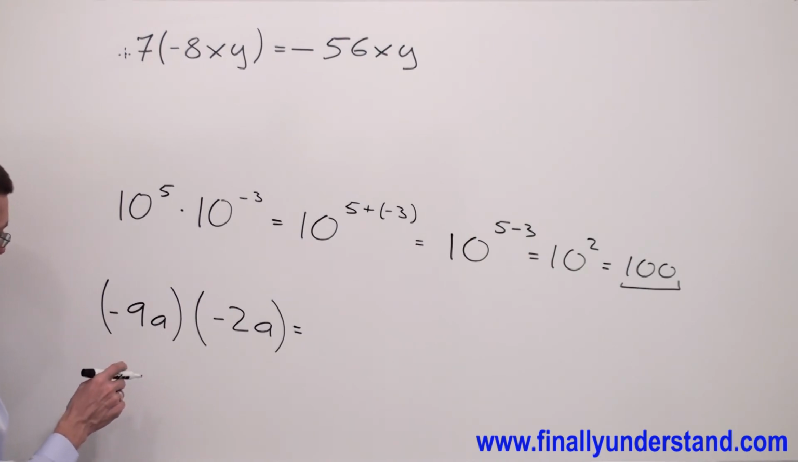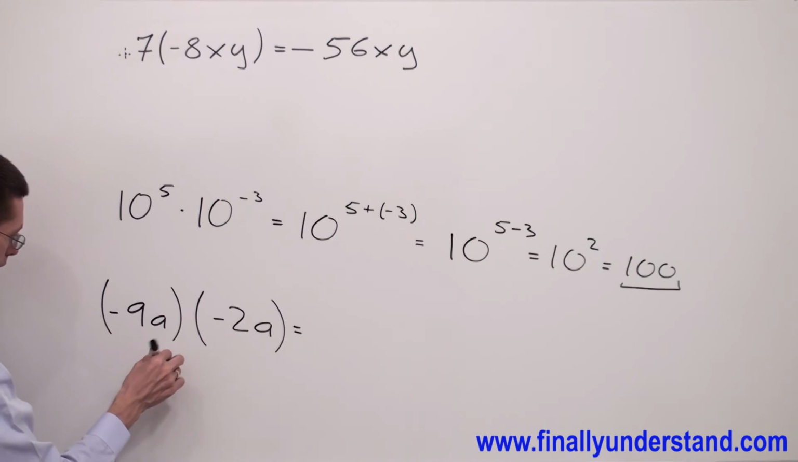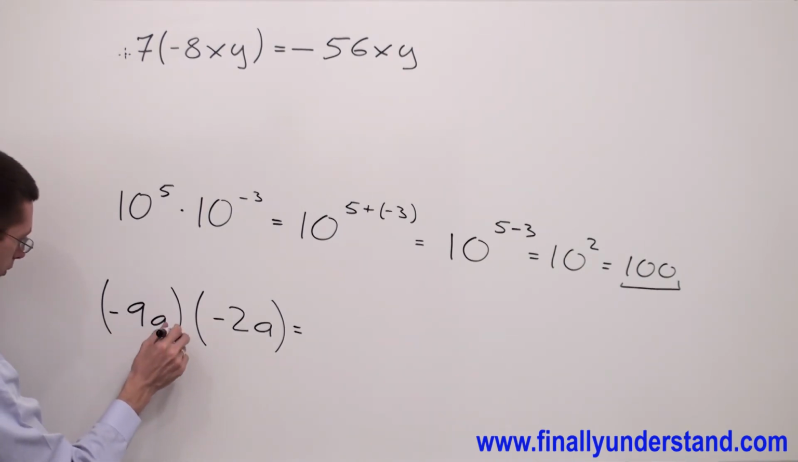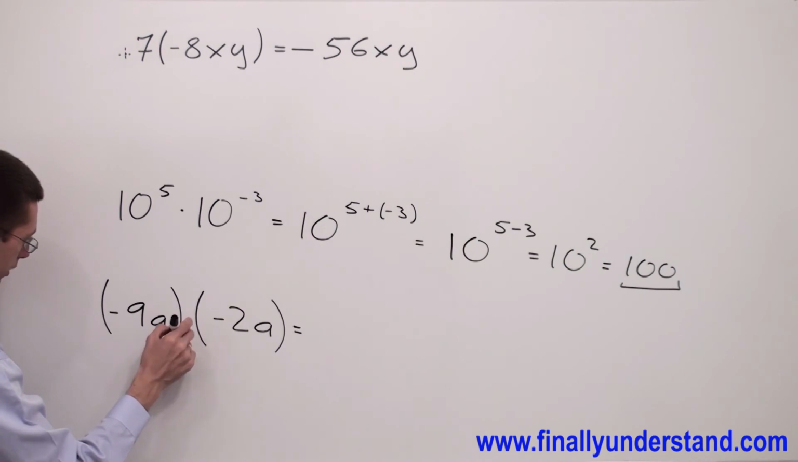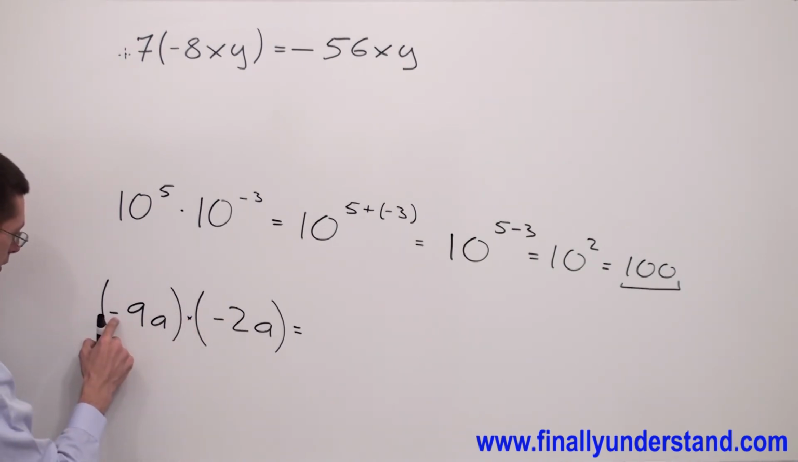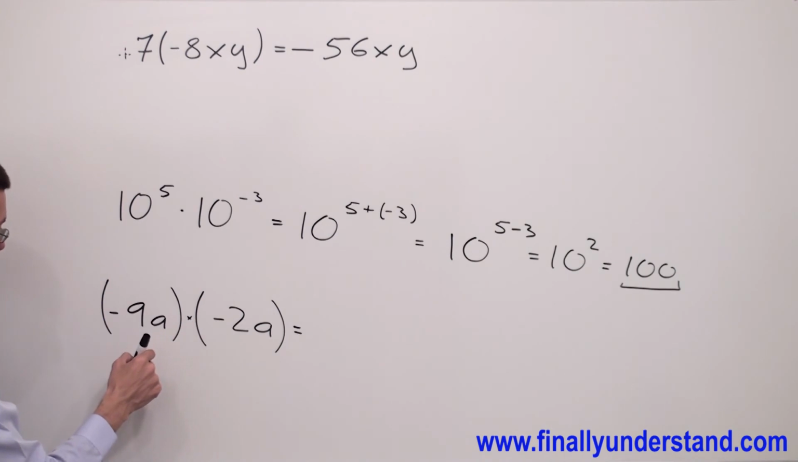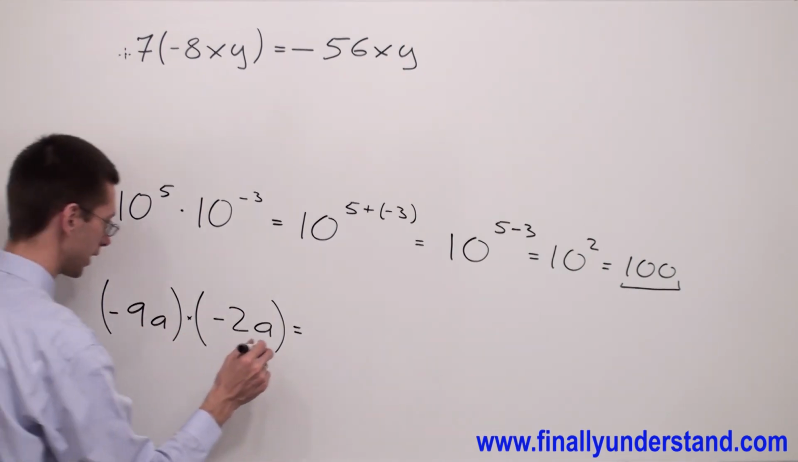Anytime you have two expressions inside of the parentheses next to each other, it means that we have to multiply them together. Remember, anytime there is no sign, there is an invisible multiplication sign. We have to multiply the signs first. Negative times negative will give me positive. Anytime I have a positive expression, I don't write a positive sign. 9 times 2 is 18.